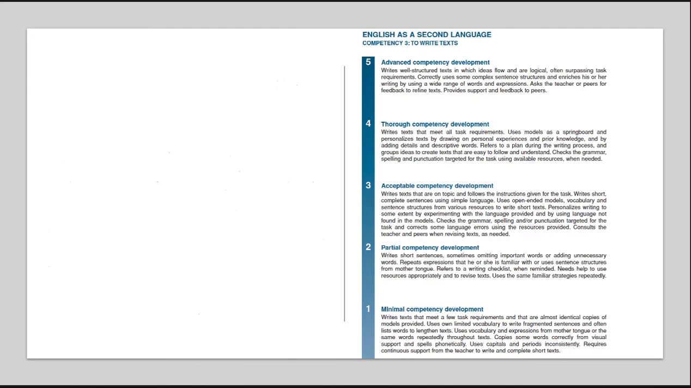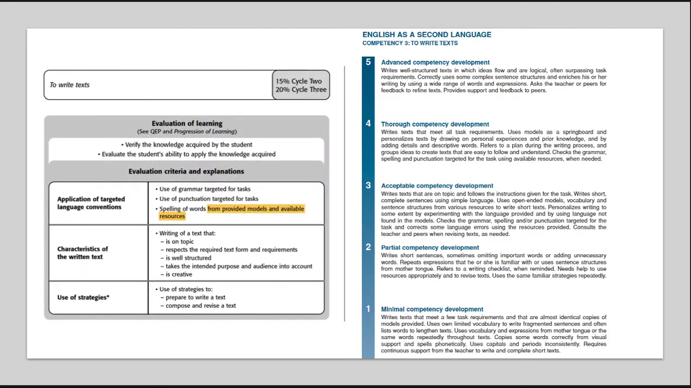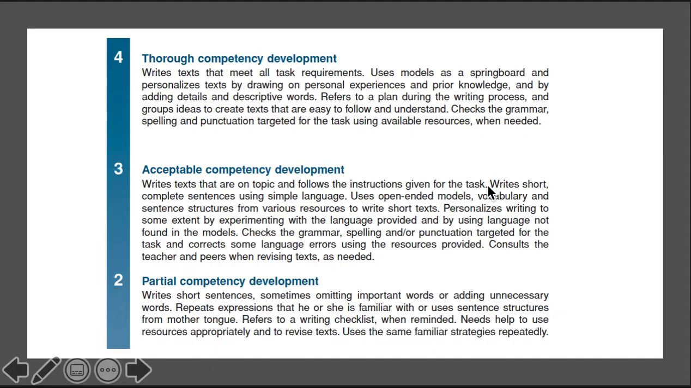So if we used the Framework for Evaluation here for writing and producing text, we can use the competency scales here to see what's acceptable. Here, for example, you can see that by grade 6, in Competency 3, students should be writing short, complete sentences using simple language that's been modeled for them. They should be able to check their own writing for mistakes and be able to correct mistakes when they're pointed out.